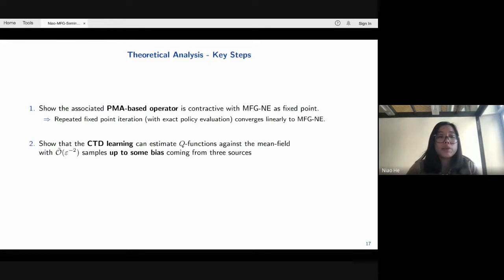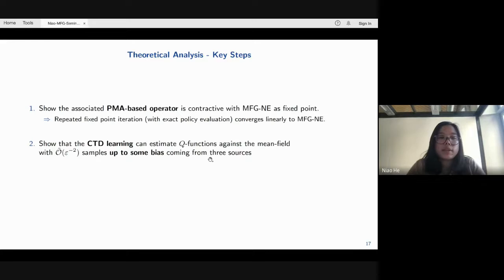The second step is to establish that for the TD learning step, when we try to estimate the Q value functions, we need only of order epsilon^-2 number of samples if we want to have a good estimation of the Q functions against the mean field.